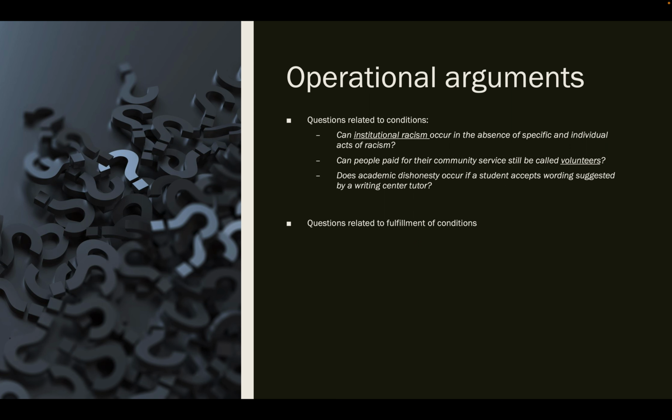And now we've got the questions related to fulfillment of conditions. So number one, has an institution supported traditions or policies that have led to widespread racial inequities? That goes back to this first question. That's kind of looking at the circumstances there.